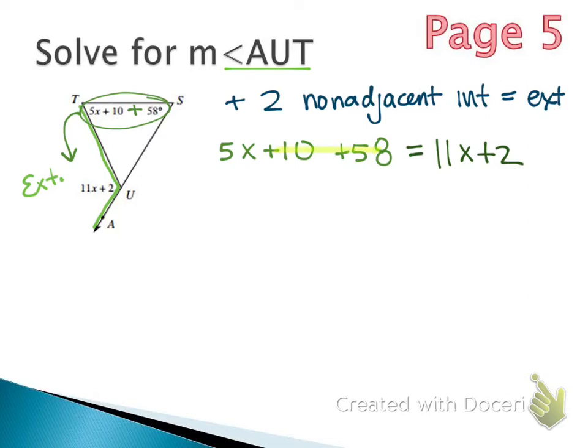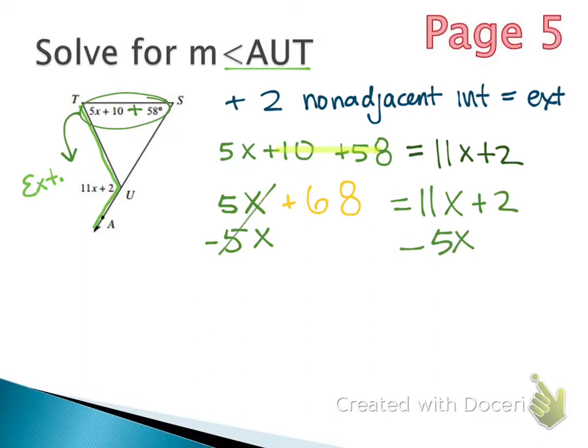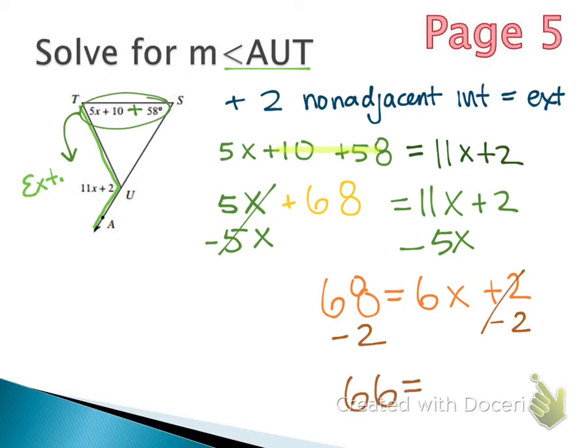Combine like terms. We got 10 and 58, which is 68. Equals 11x plus 2. Move the smaller x. 68 equals 6x plus 2. Subtract 2. 66 equals 6x, so then x equals 11.